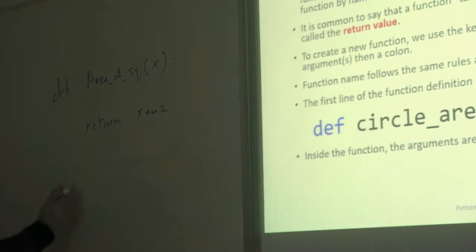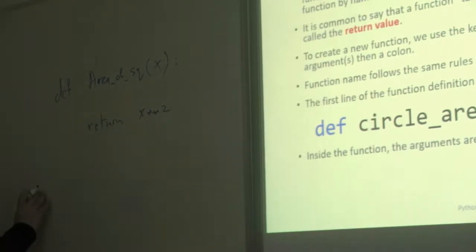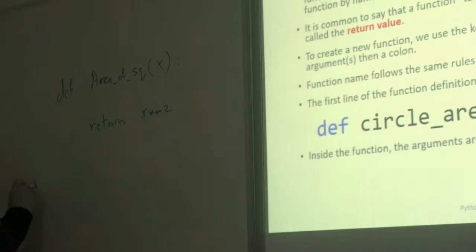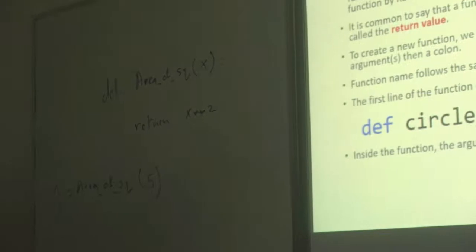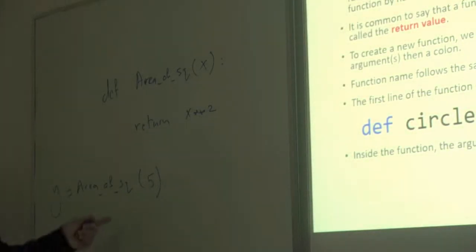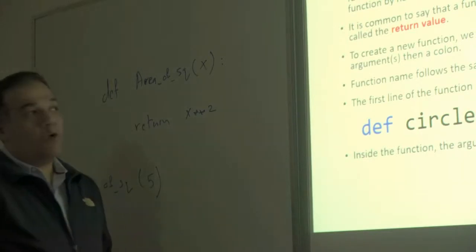If I need to call it, what do I have to use? area_of_square(5). Let's save it in y. What would be the result? 25. 5 squared is 25. Okay? Simple function. So functions are very important.